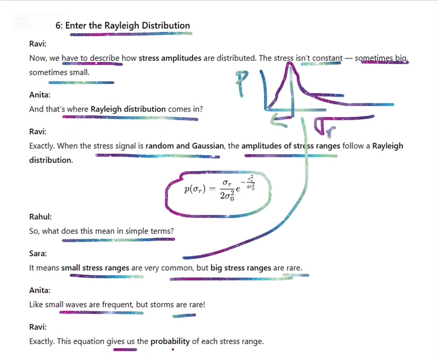Exactly. This equation gives us the probability of each range. For each stress range, what is the probability? For some particular stress ranges, the probability is quite high. If the stress ranges are very high, bigger stress events, the probability is very low. For small stress events, the probability is moderate. In this particular region of stress ranges, the probability is quite high.